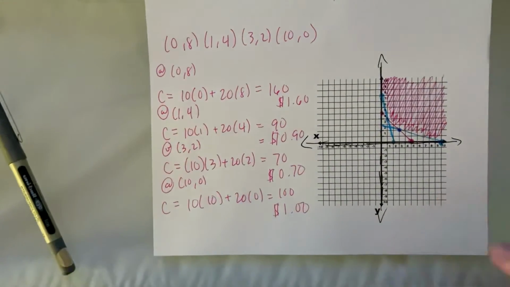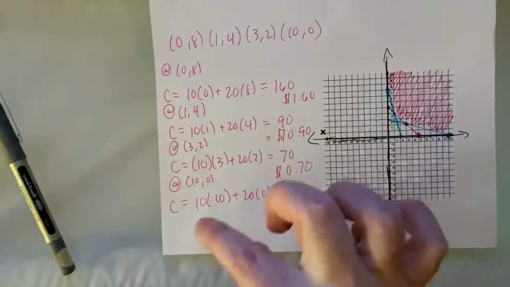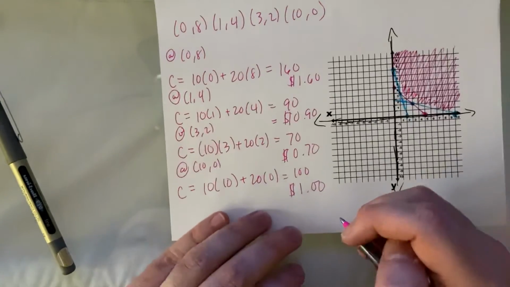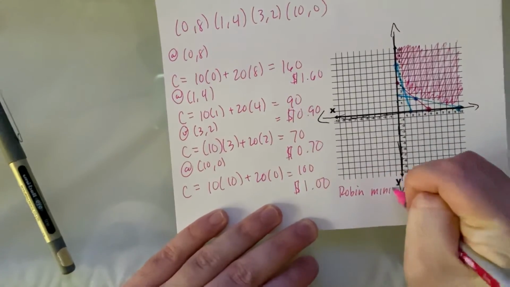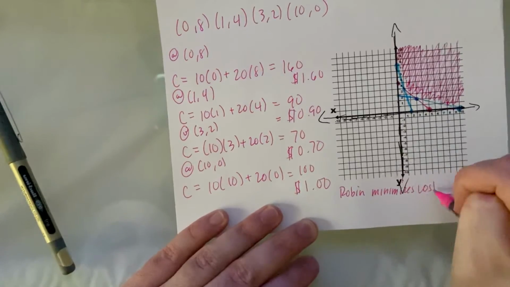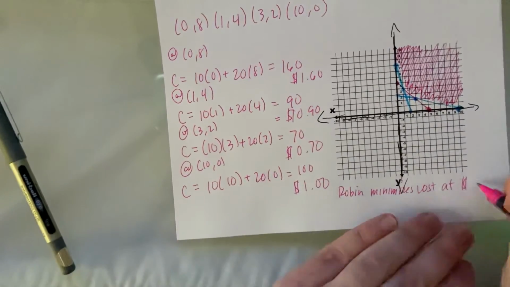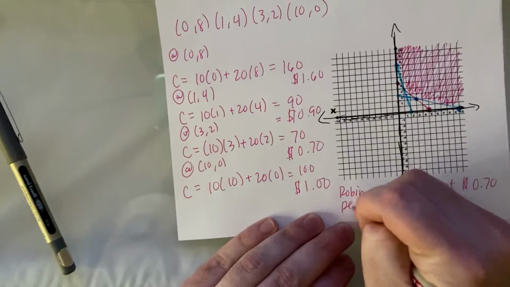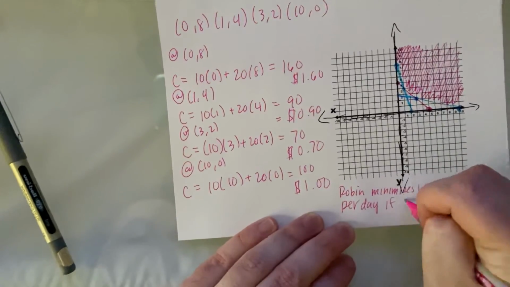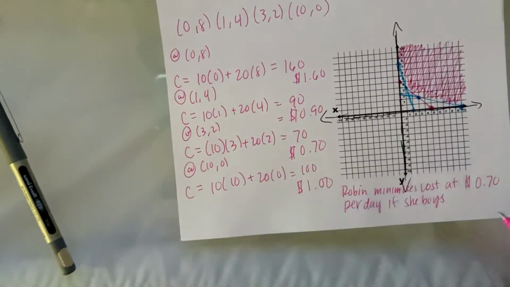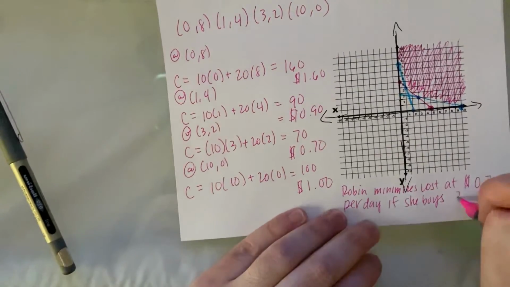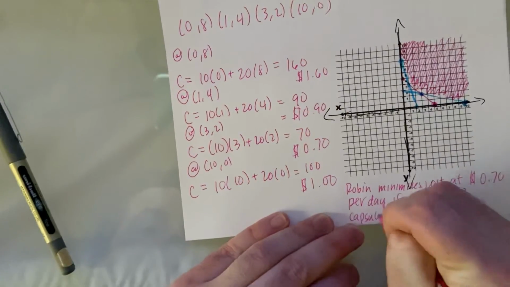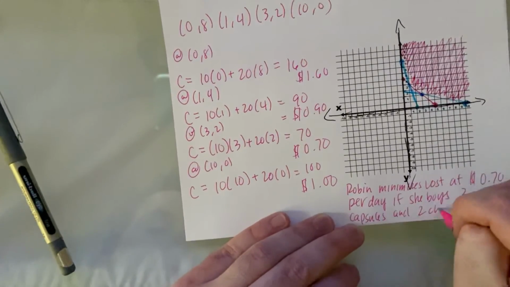So if she wants to minimize her cost, she's going to pick the one with the lowest amount of money, which would be option 3 at (3, 2). So Robin minimizes cost at 70 cents per day if she buys, with x as capsules and y as chewables, 3 capsules and 2 chewables.